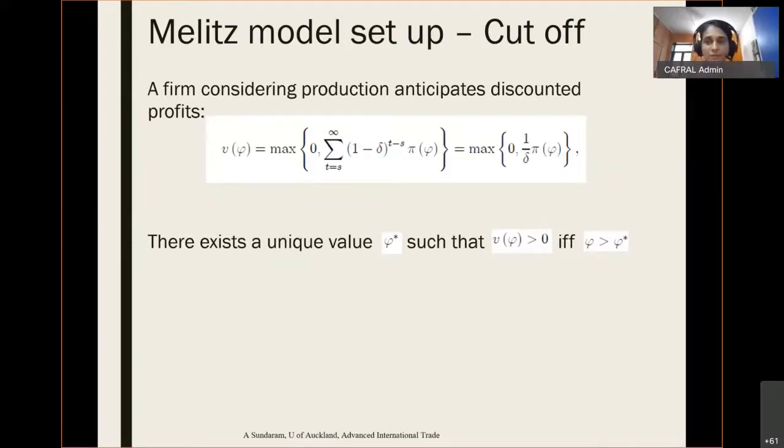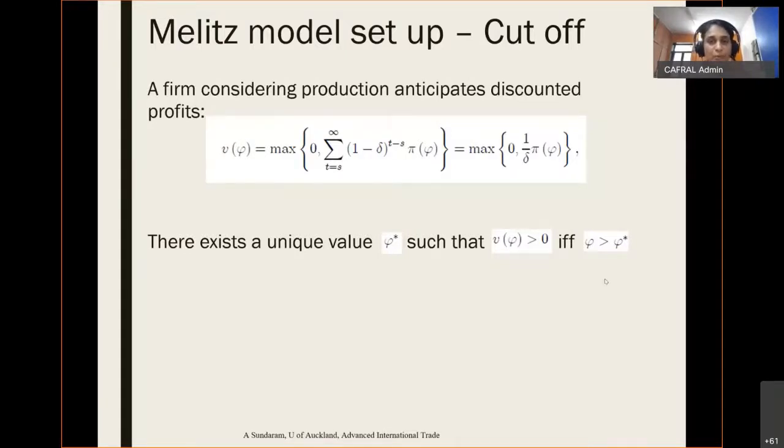More productive firms make more profit. So what that means is you're going to have a value of phi star that I told you about. This is your cutoff productivity level phi star, such that the expected discounted profit is positive if and only if phi is greater than phi star. So your profit will be greater than zero only if you clear that threshold productivity level. In other words, your variable profits will be enough to cover that fixed cost of production.